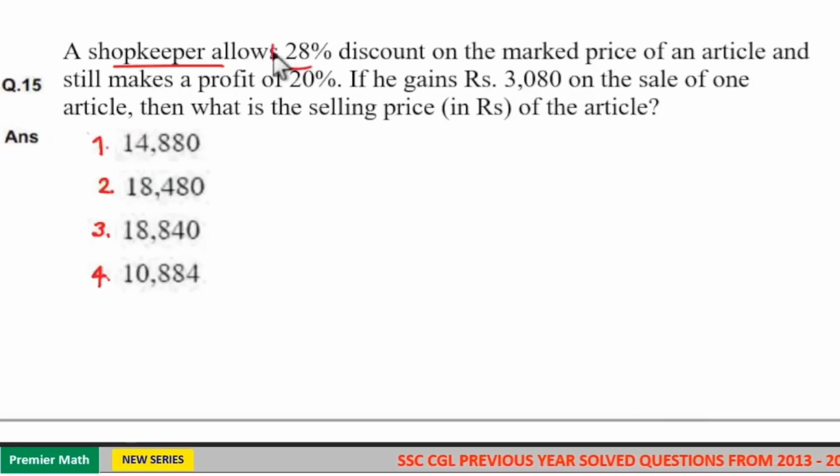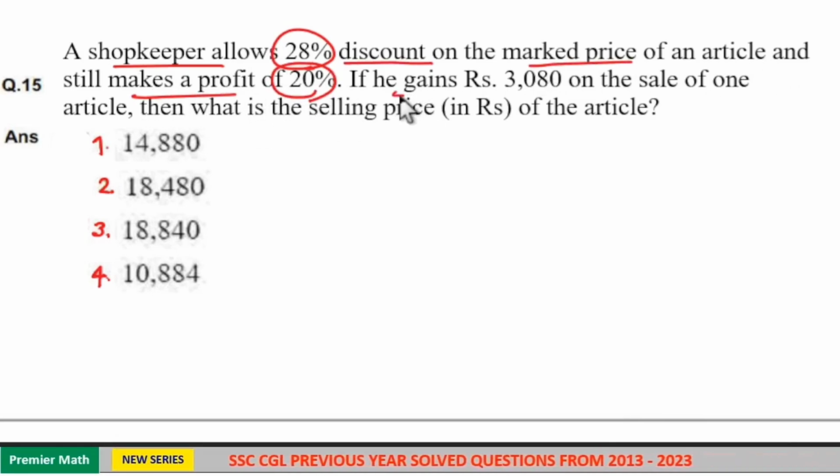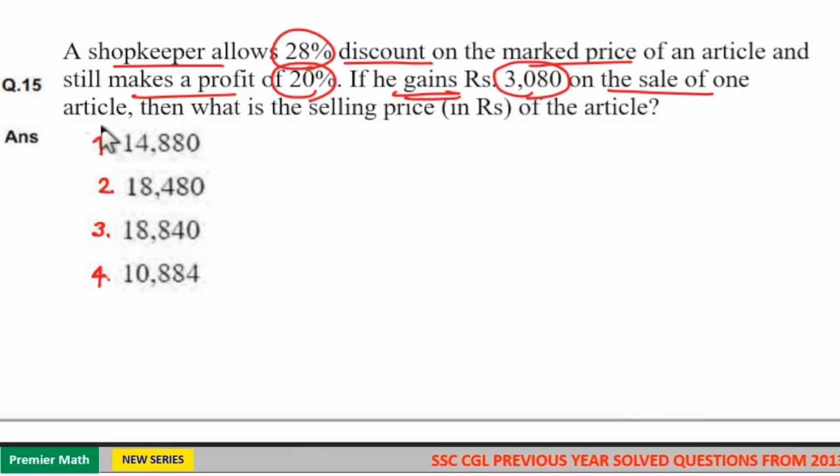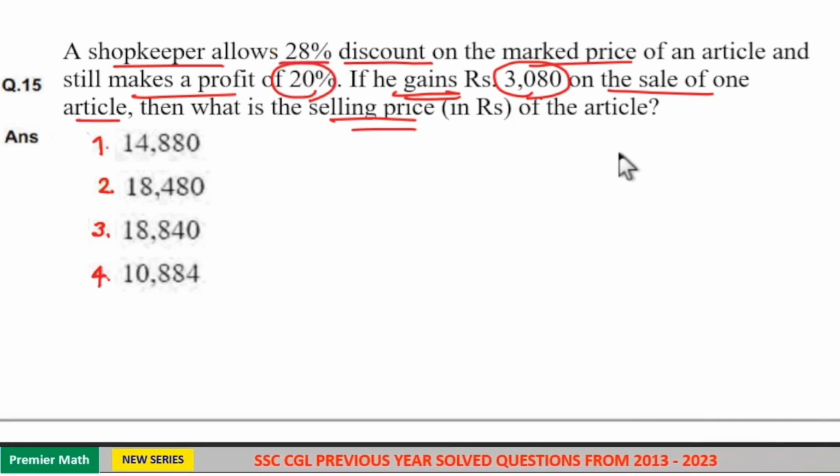A shopkeeper allows 28% discount on the marked price of an article and still makes profit of 20%. If he gains rupees 3080 on the sale of one article, then what is the selling price? Here we don't need this 28% discount and so on. Here profit is 20% and gain is 3080 and we need selling price.